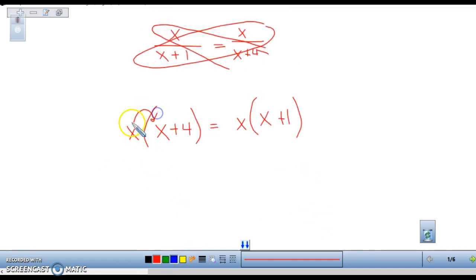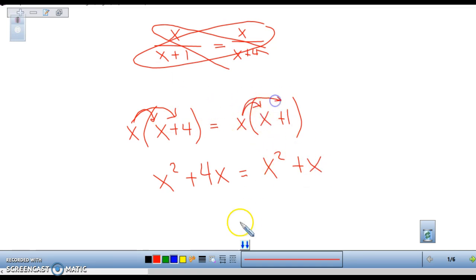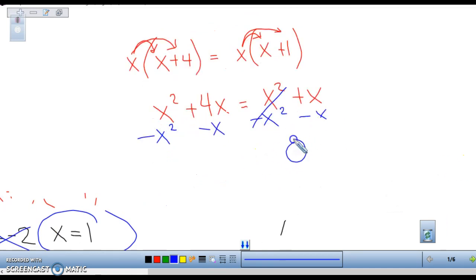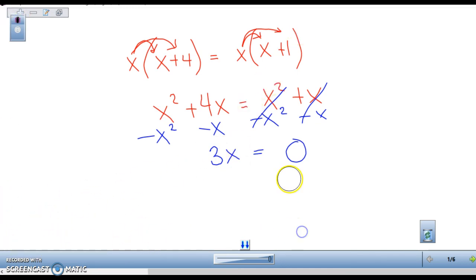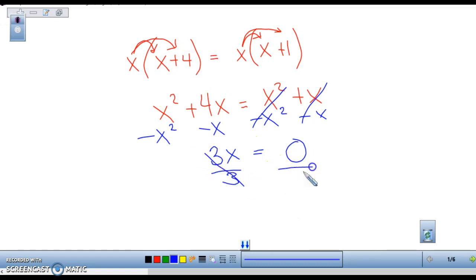Let's distribute our x's. We get x squared plus 4x equals x squared plus x. Now we want all our letters and numbers on the same side of the equal sign. So I'm going to subtract x squared over, and I'm going to subtract the x over. On the right-hand side, we have 0, and x squared minus x squared is 0, and 4 minus 1 is 3. So we have 3x equals 0. If you divide the 3 across to solve for x, we get x equals 0. And that's the only answer we get.